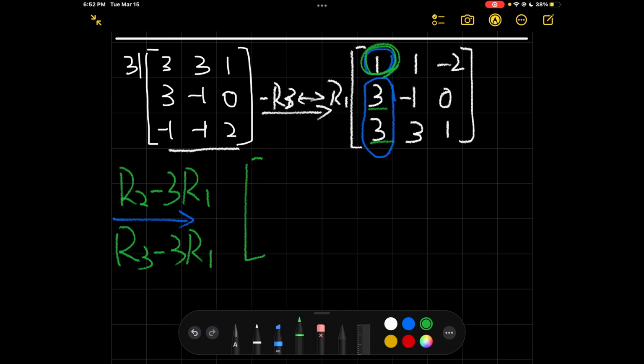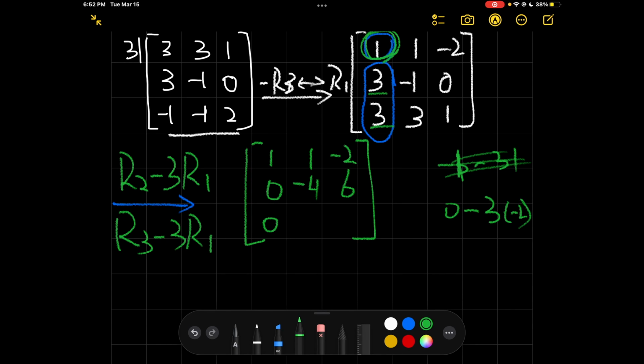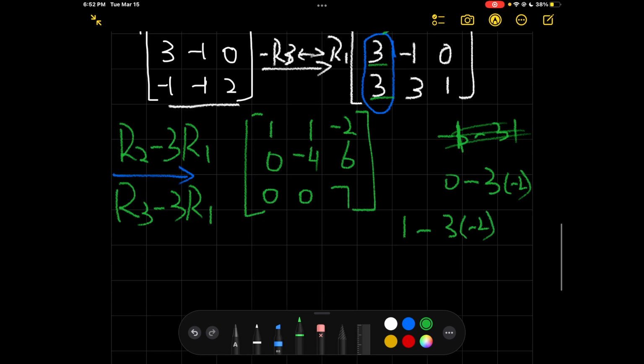Now we have 1, 1, negative 2, which doesn't change, and 0, negative 3 minus 3 times 1, which is negative, wait, row 2 is negative 1. Okay, negative 1 minus 3 is negative 4. And this is 0 minus 3 times negative 2, which is positive 6. And 3 minus 3 is 0. 3 minus 3 is 0. 1 minus 3 of negative 2, which is 1 plus 6 is 7.